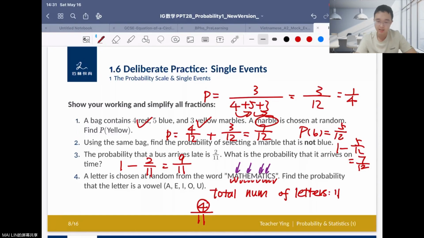So that's today's lesson: how to calculate the probability using the number of events in the condition, or the number of successful events, over the total number of events. It is quite important for you to master all of them.